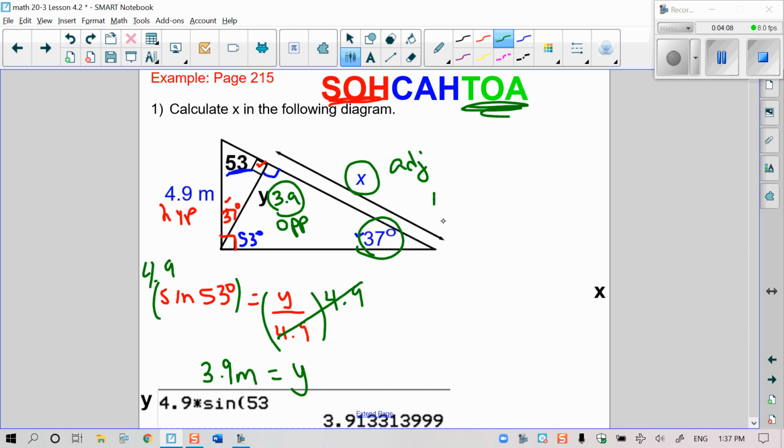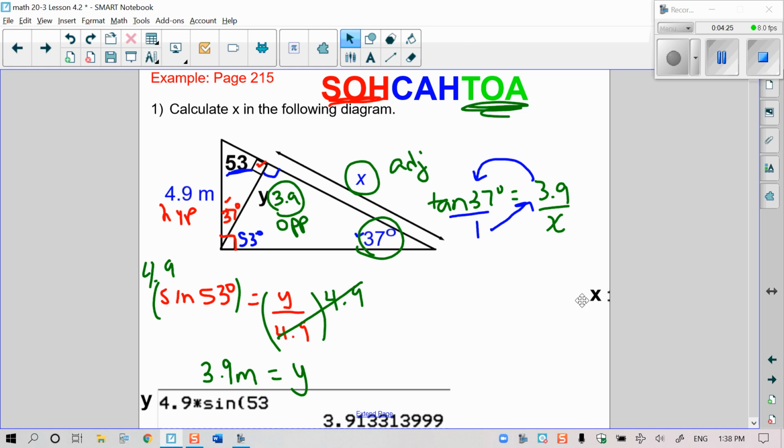So let's write this out. Tangent of 37 degrees is equal to opposite 3.9 over adjacent, which is x. So I'm going to put that over 1, and I'm solving for my variable, so I'm going to cross multiply and divide. So 1 times 3.9 divided by tan of 37, and that will give me side length x.